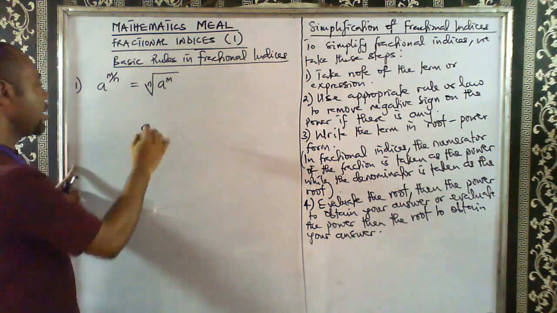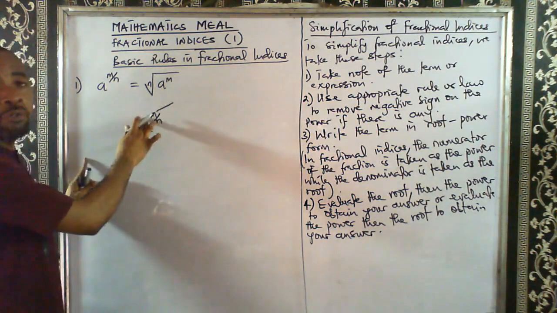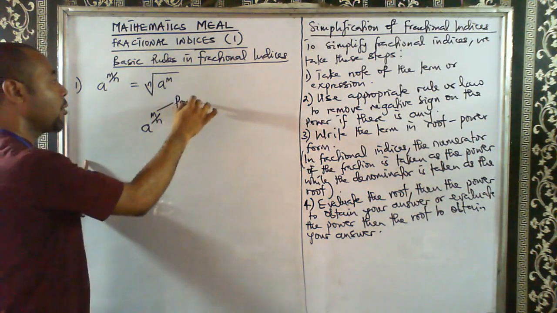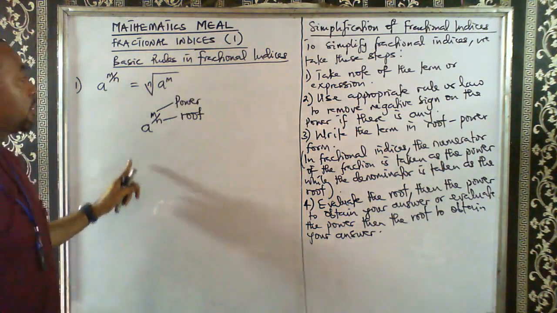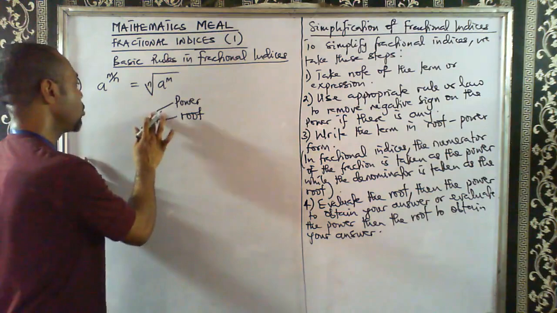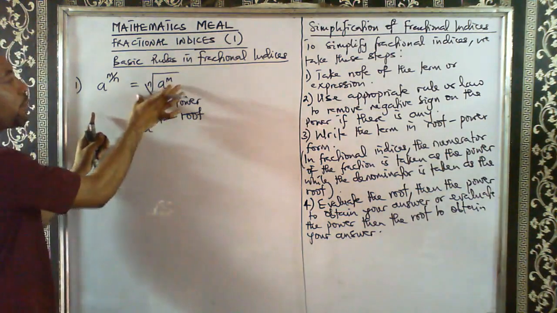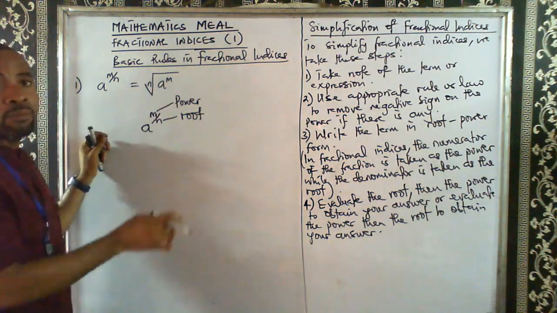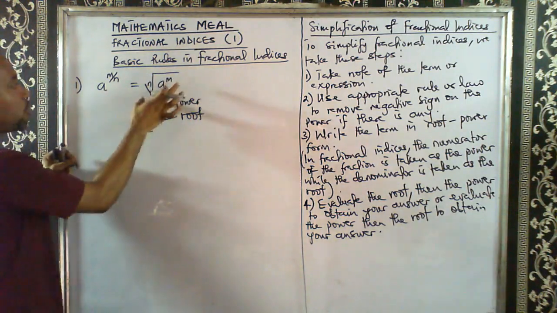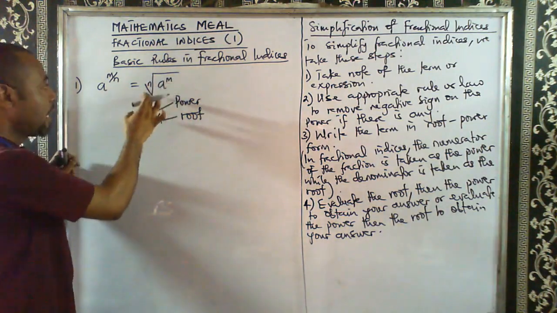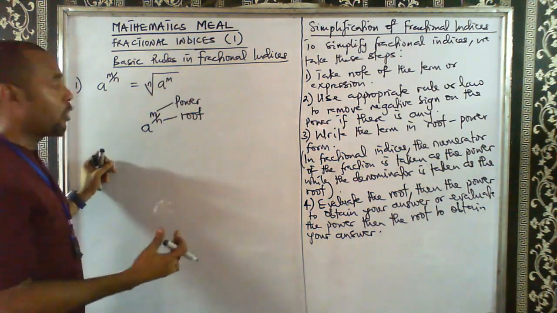So we have a raised to the power m over n. This is the numerator of the fraction. It becomes the power. The denominator becomes the root. You see that? So m is the power, n is the root. So writing it in root and power form, that's what we mean. Whenever we have fractional indices in this form, it should be taken to this form, and then we evaluate the root, then the power, before we can obtain our answer.